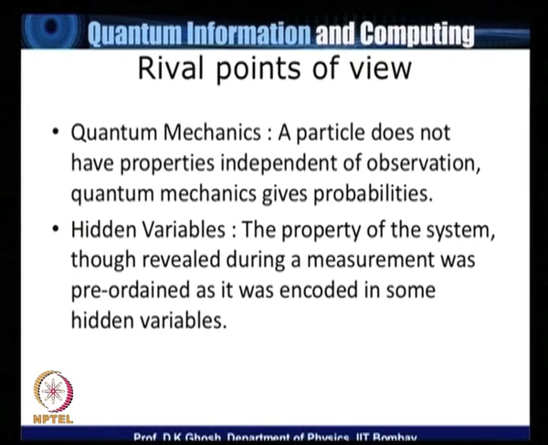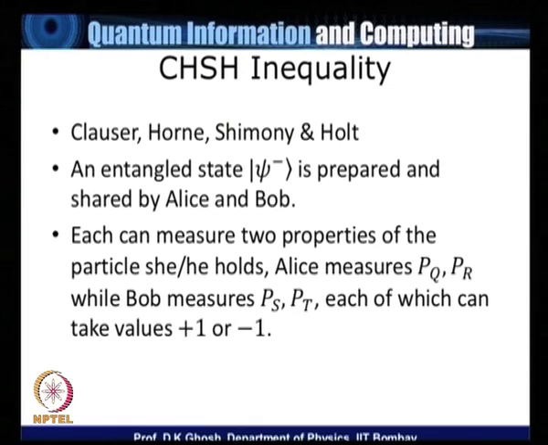What we did in the last lecture is to give you a Gedanken experiment where we put quantum mechanics and hidden variables to test, and we were able to derive a class of inequalities which goes by the name of Bell's inequality, to provide a confirmatory test on which one is right. There are many such inequalities in physics. I would end this discussion on hidden variables and quantum mechanics with another inequality which can provide a test for the correctness of either theory. This is known as the CHSH inequality, due to Clauser, Horne, Shimony and Holt.